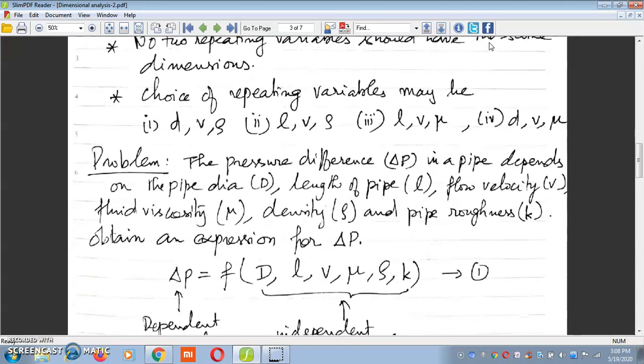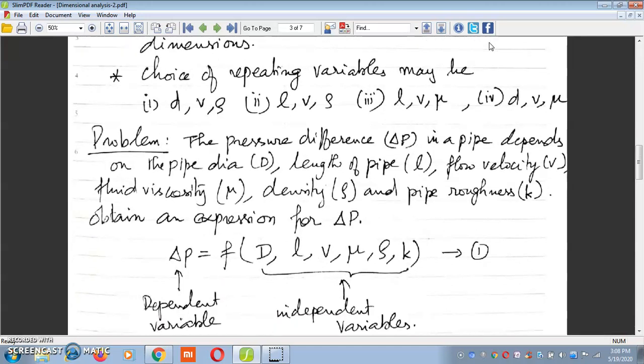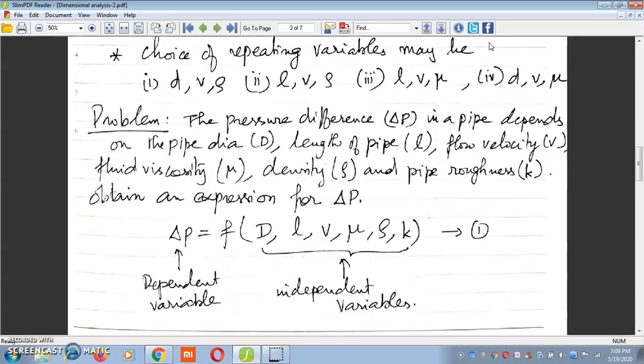I will read the problem. The pressure difference del P in a pipe depends on the pipe diameter d, length of pipe L, flow velocity V, fluid viscosity mu, density rho, and pipe roughness K. Obtain an expression for del P. So first we need to find out the dependent variable and the independent variables. Now in the problem it is clearly stated that pressure difference is the dependent variable. It depends on various independent quantities like diameter, length, velocity, viscosity, density, pipe roughness, etc.